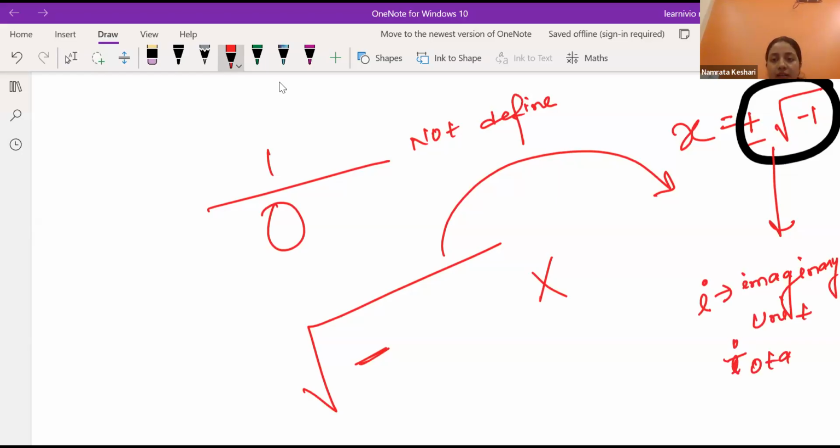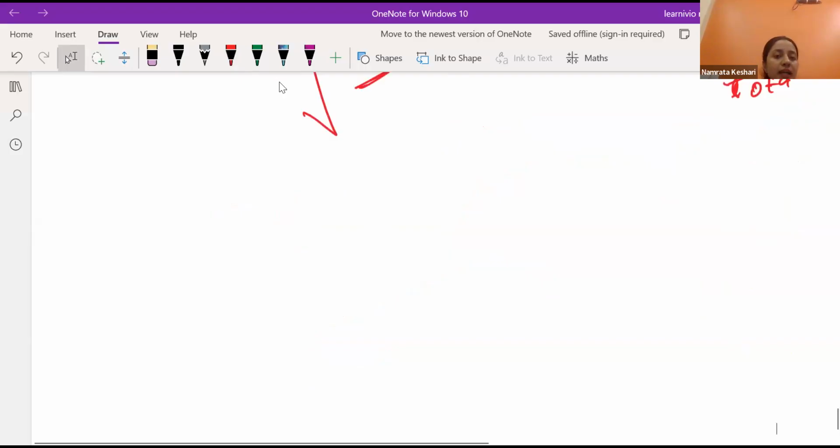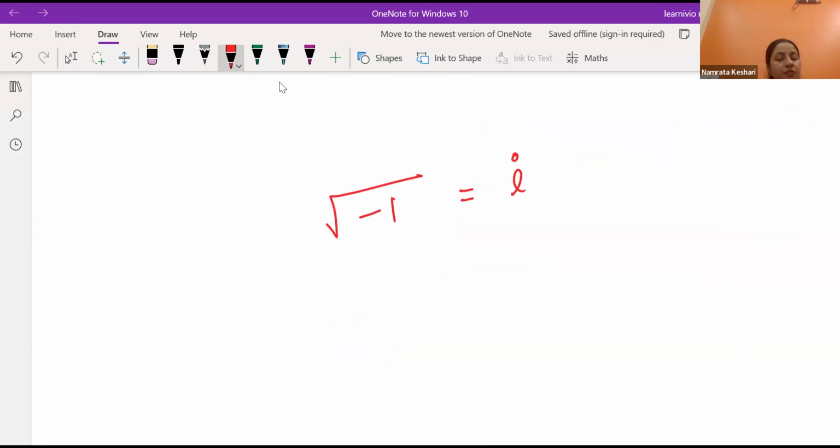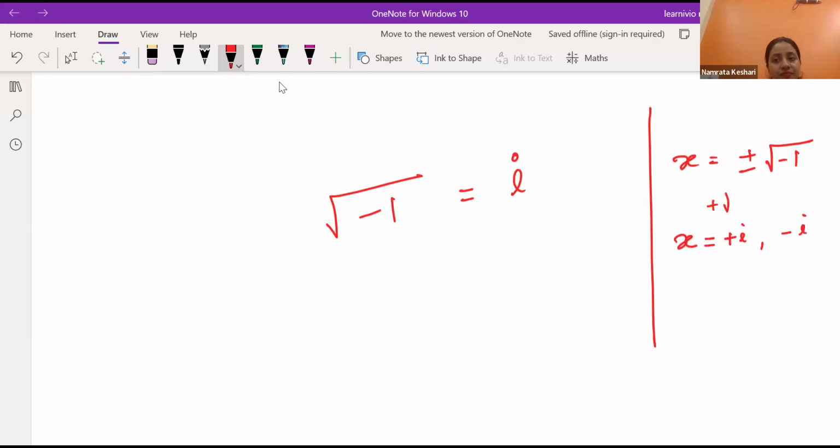So they said that from now onward whenever we get under root minus 1, we will be replacing it with I. So the x value which we got, plus minus root minus 1, we will be calling it, there are two values of x: one is plus I, another is minus I. Making sense? Yes, miss. Okay, so this branch of mathematics came into existence from the imagination of our mathematicians. So you have to learn the basics over here and everything just like that.